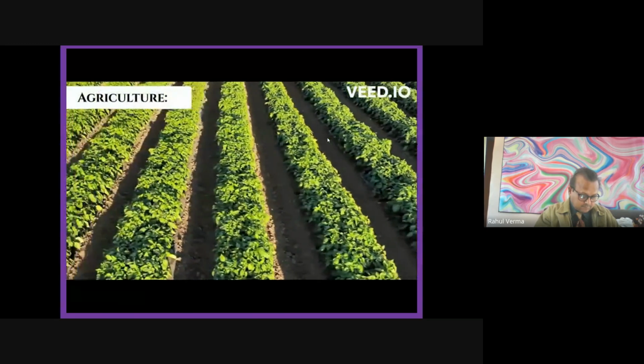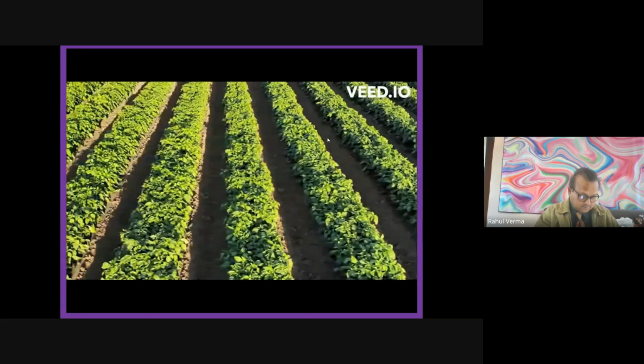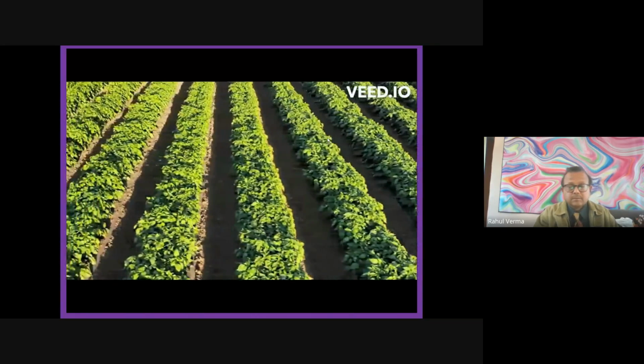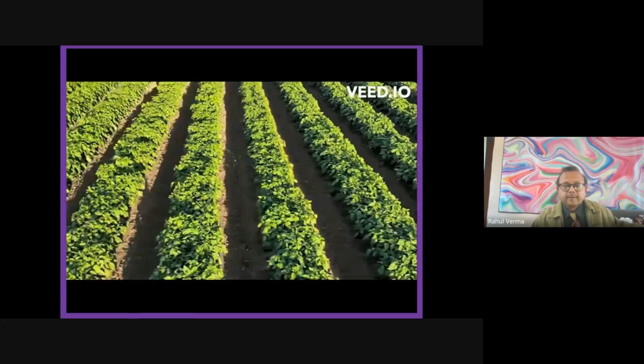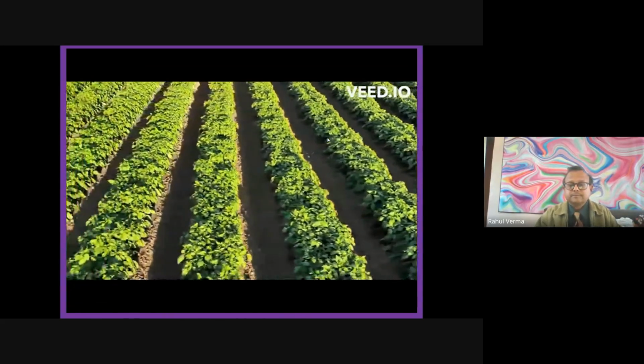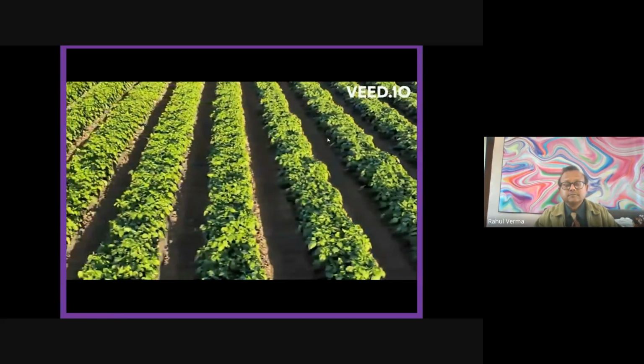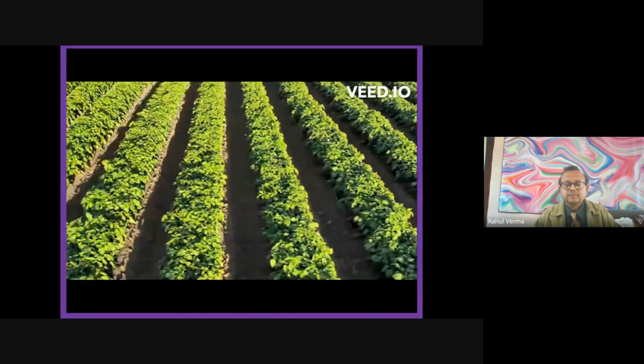Agriculture. GIS can be used to manage crops, monitor soil conditions, and track weather patterns. It can also be used to analyze crop yields and predict future yields based on environmental factors.